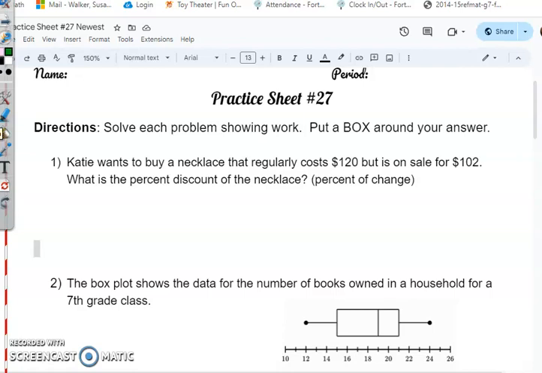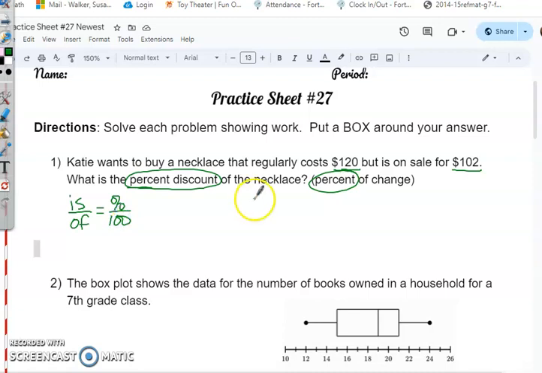Number 1 says, Katie wants to buy a necklace that regularly costs $120, but it is on sale for $102. What is the percent discount of the necklace? So we have a percent problem, okay, but no percent. So we cannot change the percent to a decimal and multiply as our first step. We can't do that. So we use our backup method, is over of equals percent over 100.